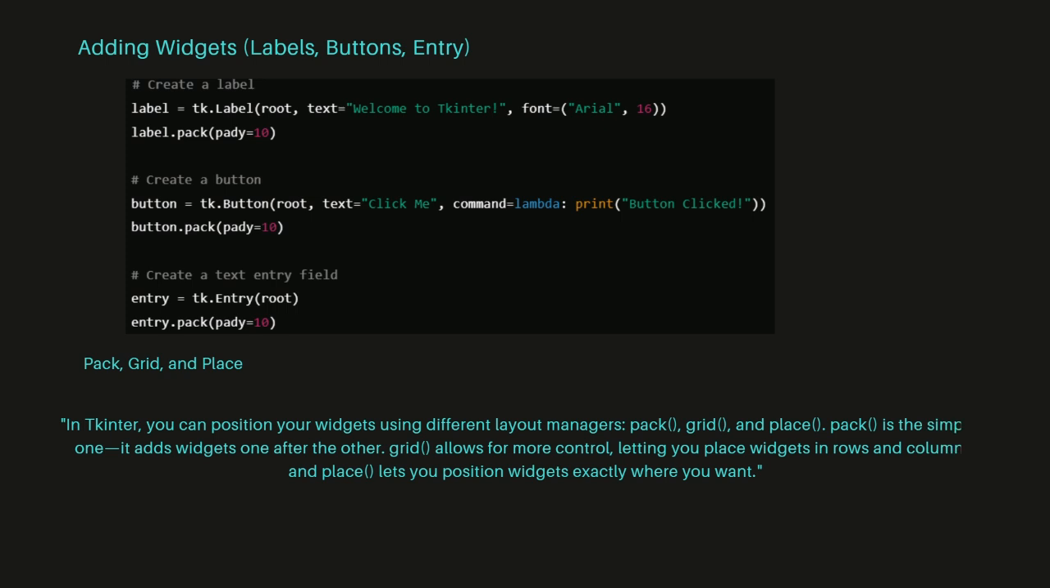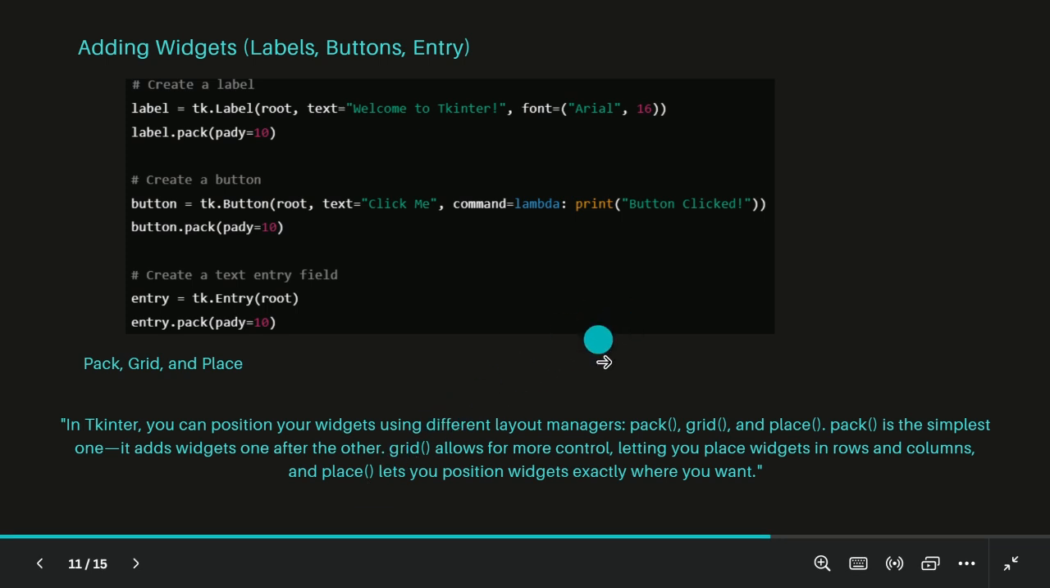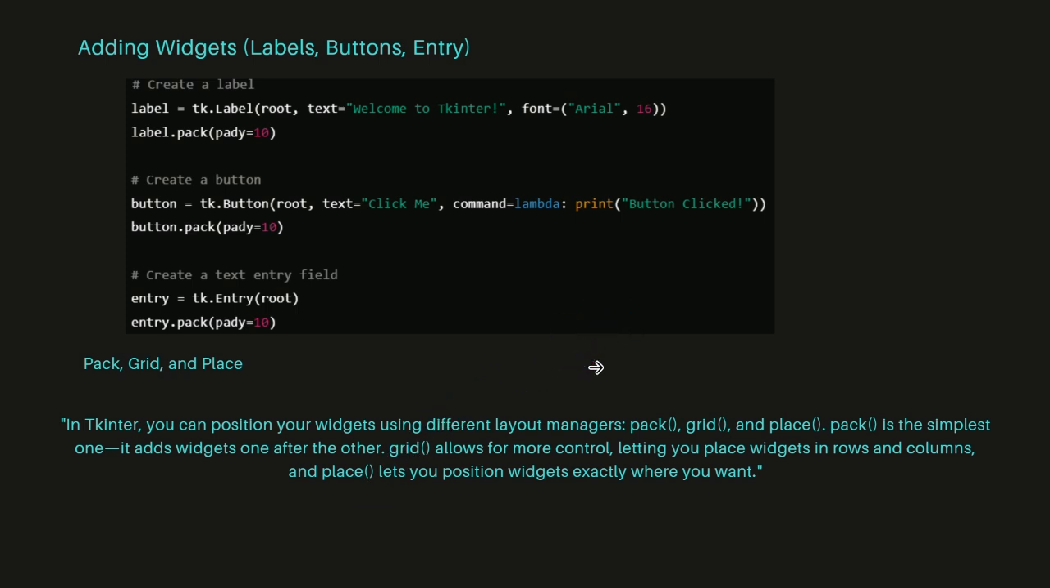And this is a syntax for creating label, button, and entries, in which we use the grid, pack, and place functions for the positioning of the button. You see this, and you try it on your end.